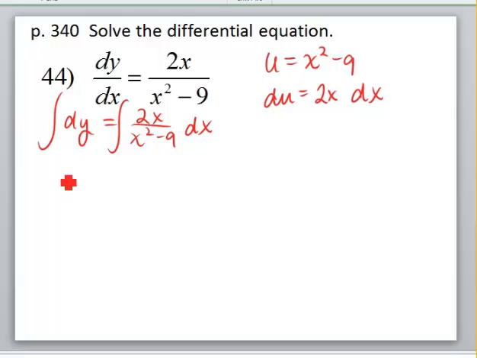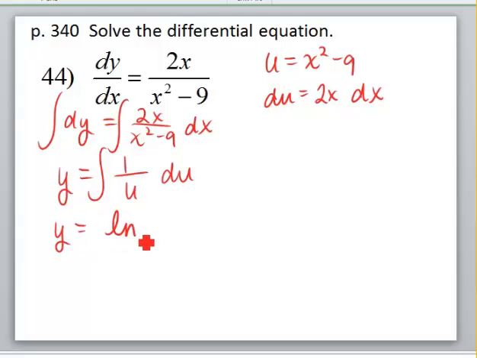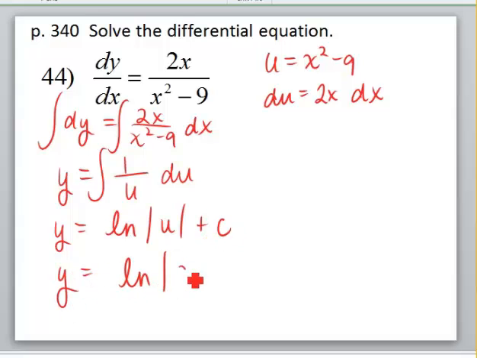If I integrate dy, I end up with y equals, on this right-hand side, 1 over u. I do need the 2x dx, so I'll just go ahead and write du. So y ends up equaling ln of absolute value of u plus c, and then I'll just substitute back my u in, so I get x squared minus 9.